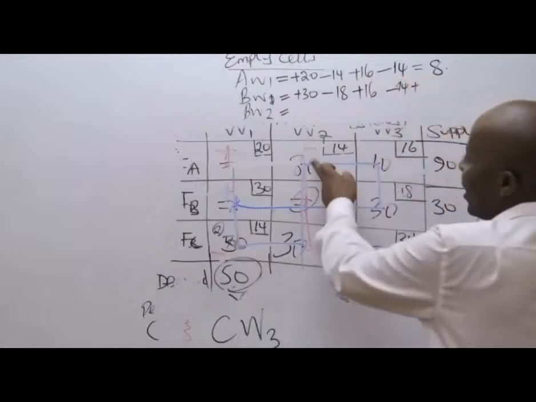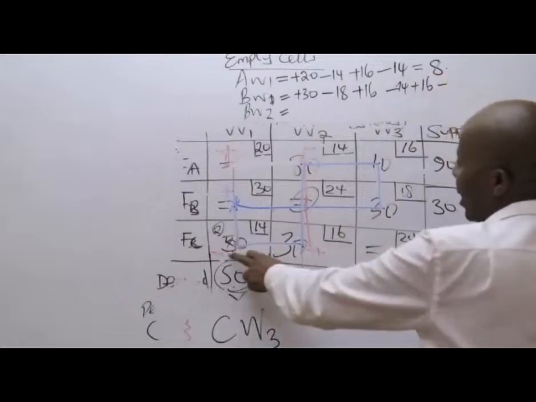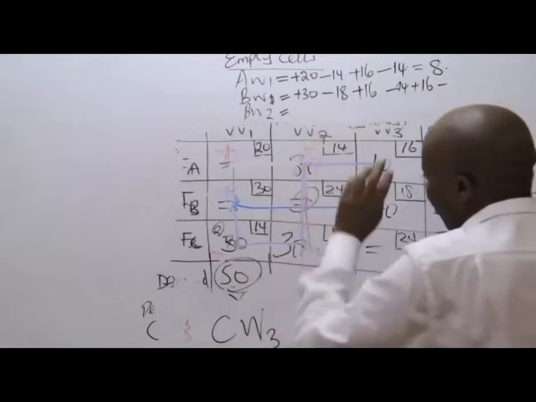The next one will be plus. The next corner after this is here. So plus 16, minus. The last corner here is 14 just before we ventured back. Minus 14.